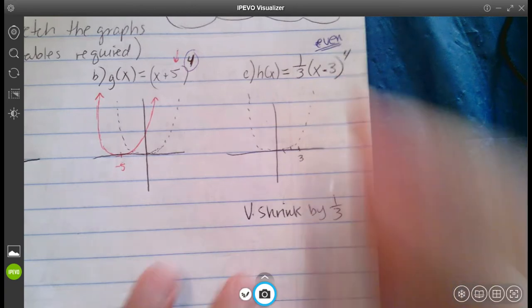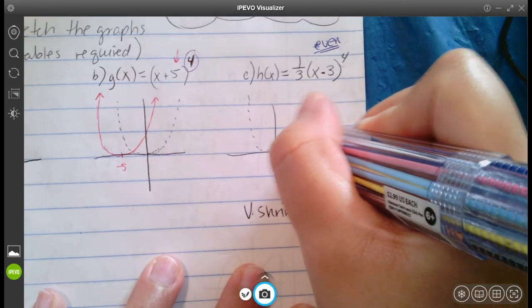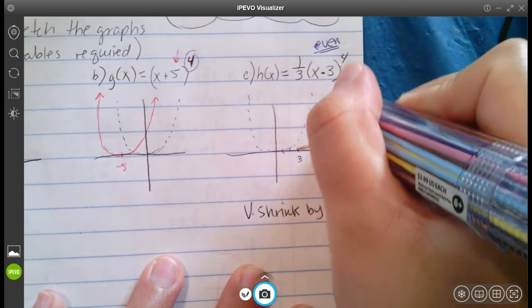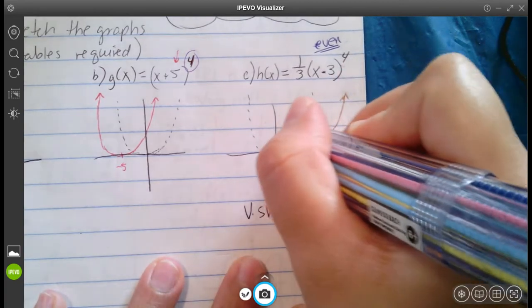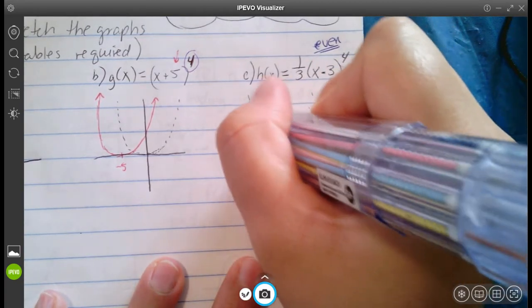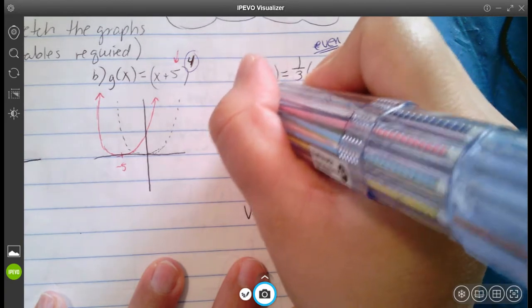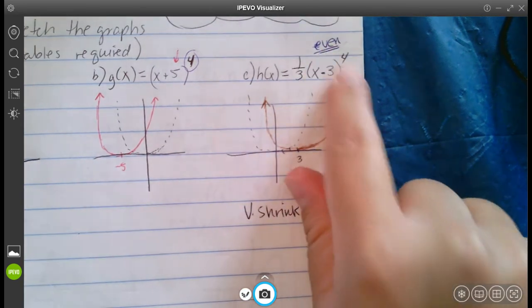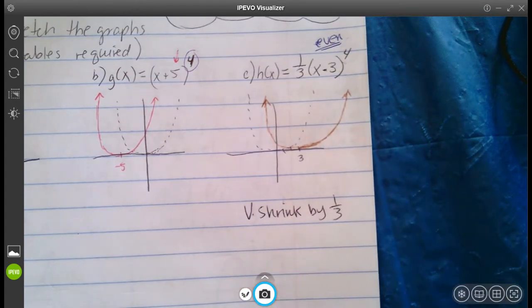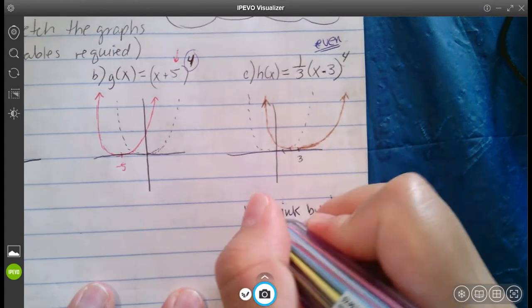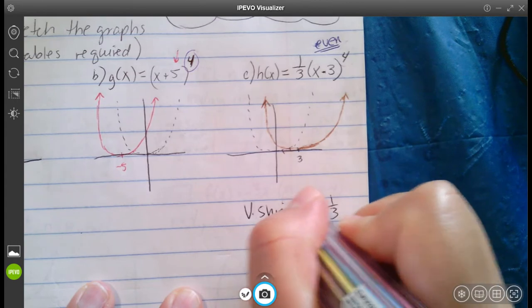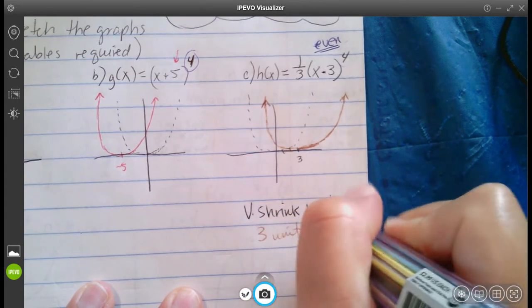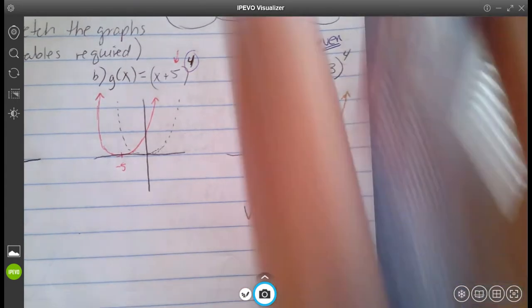So let's go ahead and use a different color. So maybe it's something like this. Again, this is just a rough sketch of what it could look like, okay? So there we have it. Let me go back and make note of the changes we did for these. So this one was even because of the 4. We had a vertical shrink by 1/3. We also had 3 units to the right, okay?